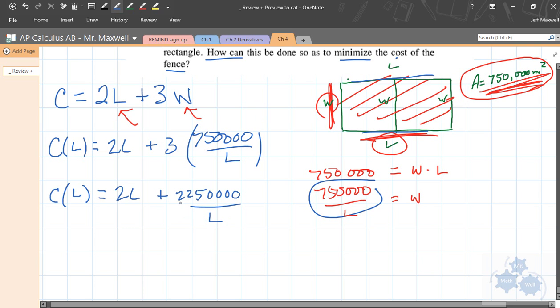Okay, so this is easy enough. You can now take the derivative here. So again, write a formula relating the variables. Write one variable in terms of the other. Do a substitution. Simplify. Now take the derivative. So what's the derivative? 2, and the derivative of the top, which is 0, times the bottom, minus the top times the derivative of the bottom, which is just 1, all over the bottom squared. You're going to end up with negative 2,250,000 over L squared.